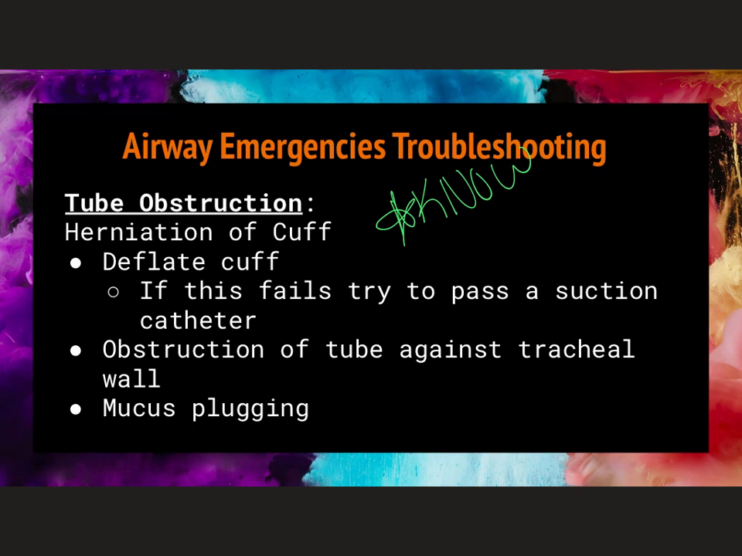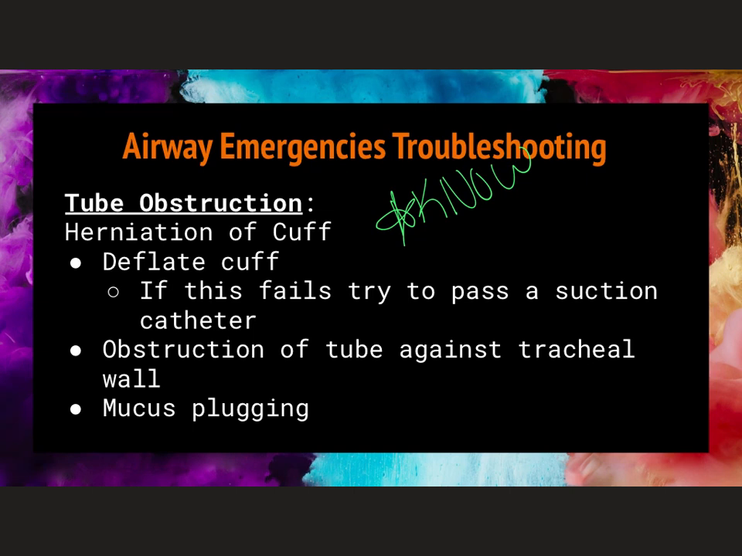So tube obstruction is the first one. You can have a herniation of the cuff. So if the cuff is expanded and it goes over the end of the trach, it's going to cause that obstruction. So the first thing you want to try is to deflate the cuff.